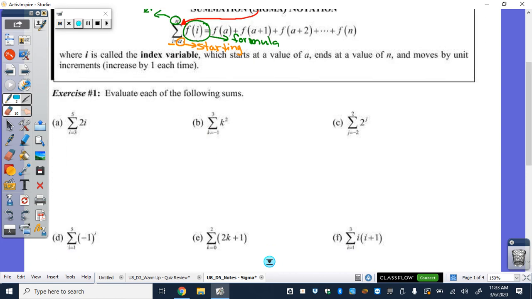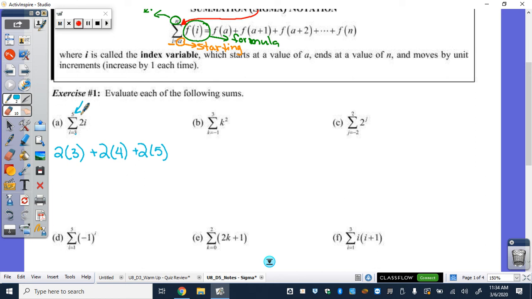So let's take a look at our first example. We have I equals 3, all the way to 5 up on the top, and then our formula here is 2I. So that means we're going to start with the 3, and we're going to plug that in for I in the formula next to our sigma sign there. So that would become 2 times 3. And then we would plug in the next number, so then we would also plug in a 4. And then we would plug in a 5. And 5 is my number up top there, so that's where I'm going to stop. I'm not going to plug in any other numbers now.